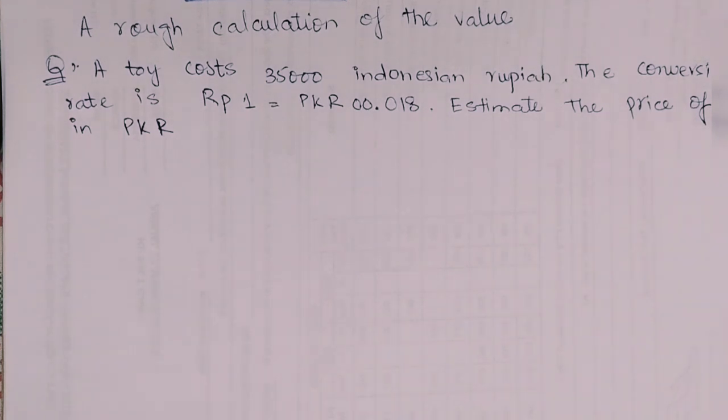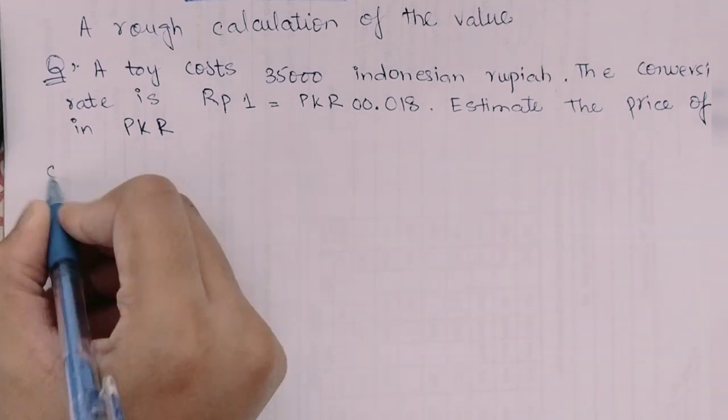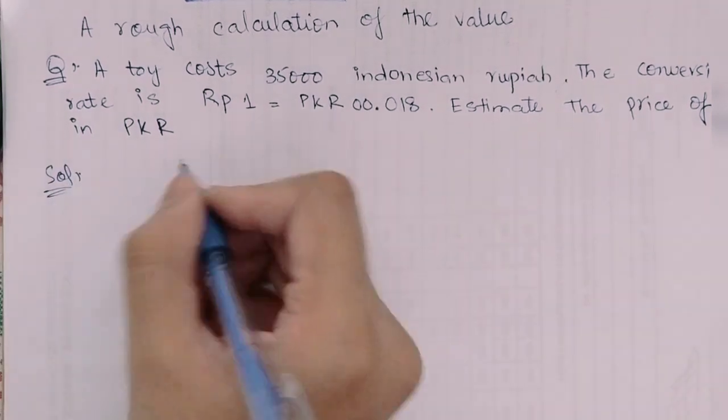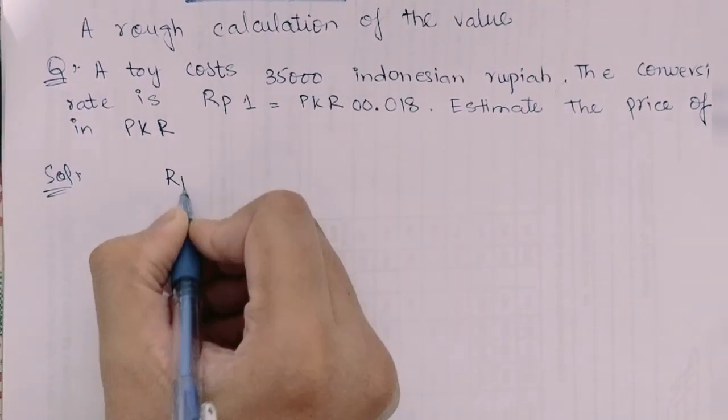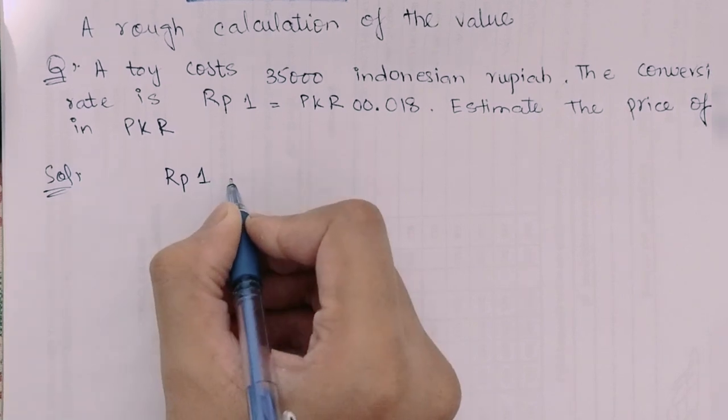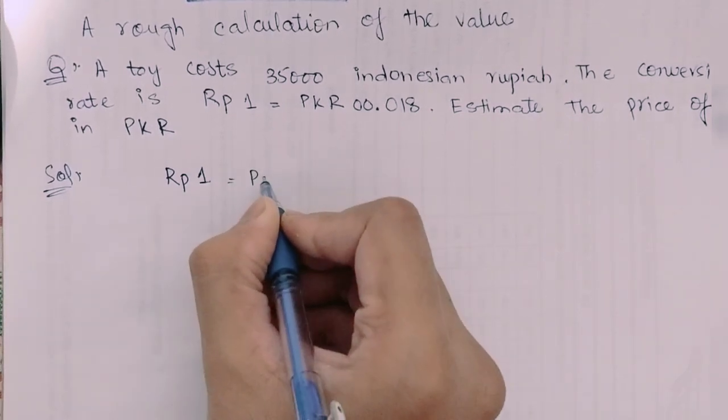How can we solve it? Because it's the question of estimation and you have to estimate. You are not required to solve it accurately, you have to just estimate the price. Okay, so what we will do in the solution, I am writing what the rate is given. 1 Indonesian rupiah is equal to how many Pakistani rupees?